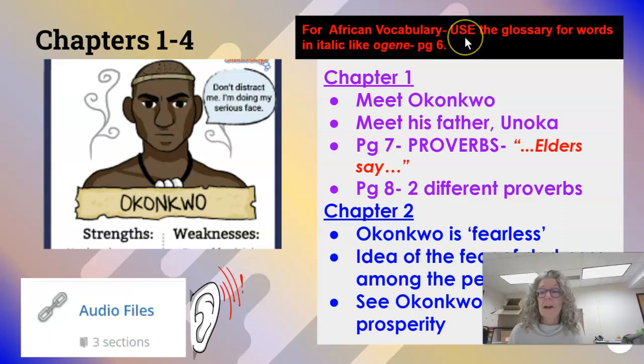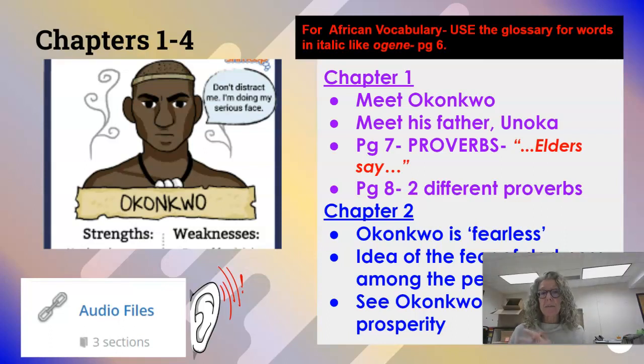But here's the reminder. At the back of your book, you have a glossary. And it's pretty much in alphabetical order. But it is the Igbo words that are in the text and a definition of them, nice and short, so you know what they're talking about. You can tell it is an African word because it will be in italic print. Okay, so it's kind of in that squiggly print. That is a word that they are using that is African.